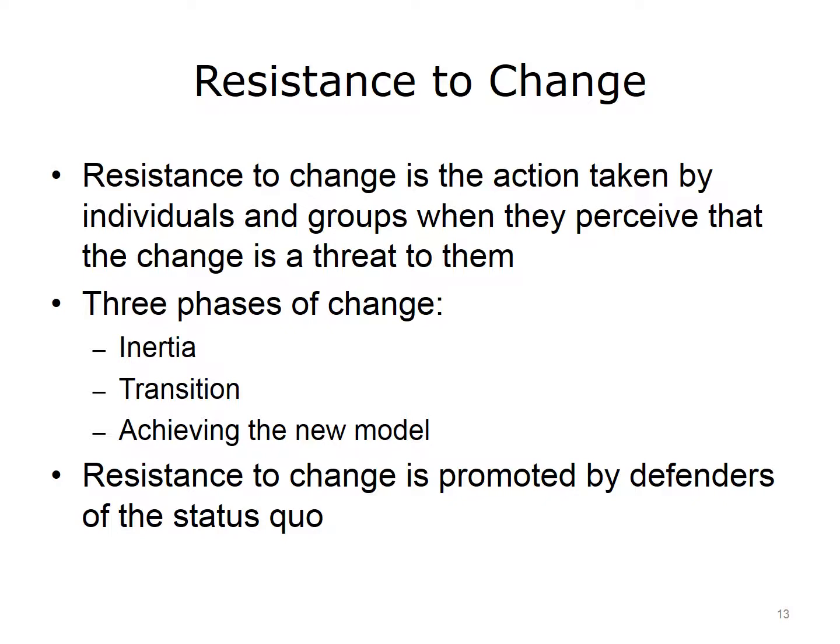Resistance to change is the action taken by individuals and groups when they perceive that the change is a threat to them. There are generally three phases of change. First, there's a period of inertia, when little is done. Next is a transition phase, when the change is beginning to be implemented. Once the transition is complete, the organization reaches a new steady state with achievement of the new model. Resistance to change, at least at the outset, is inevitable because many individuals and groups tend to defend the status quo. The technology and system implementation processes should incorporate approaches for addressing staff resistance early and determining the root cause if possible.